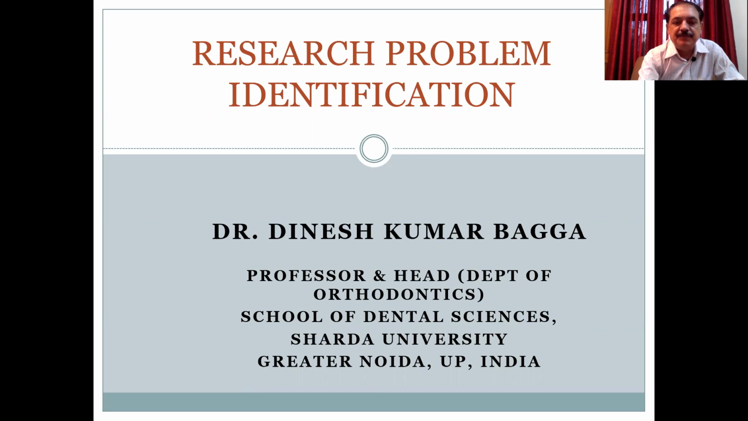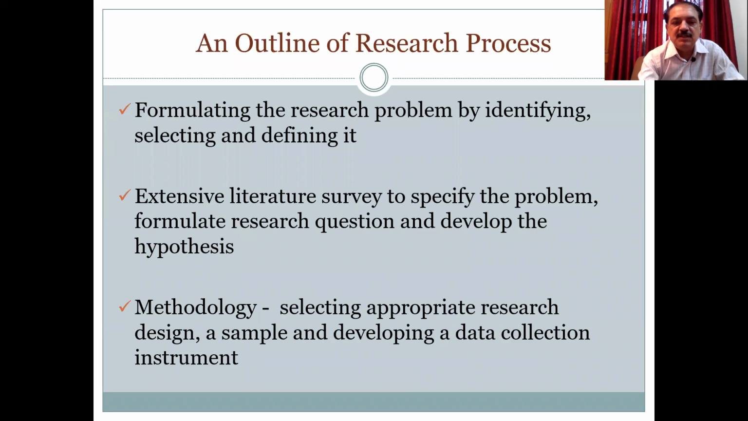The first and foremost step in research process is research problem identification. So let's discuss an outline of research process. It starts with formulating the research problem by identifying, selecting, and defining it. Then next is extensive literature survey to specify problem, formulate research question, and develop the hypothesis.